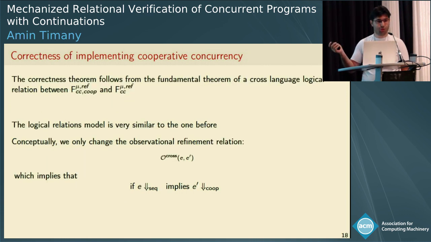And the theorem that I just showed you basically follows from the fundamental theorem of the cross-language logical relations, which is morally very close to the logical relations that we had before. The main big change here is that we define a cross-language observational refinement relation now that talks about two programs of the two different languages and what you expect. If the sequential one terminates, so does the cooperative one.